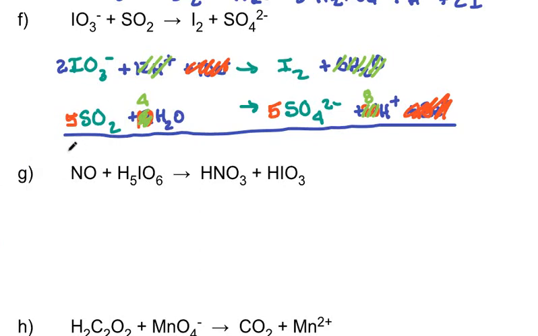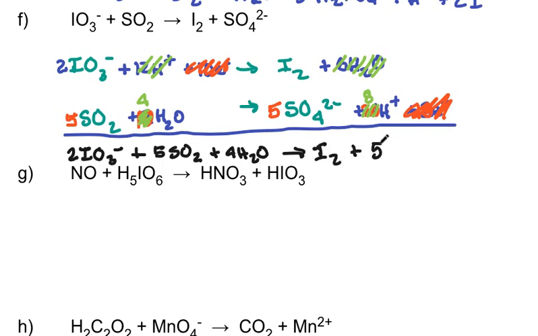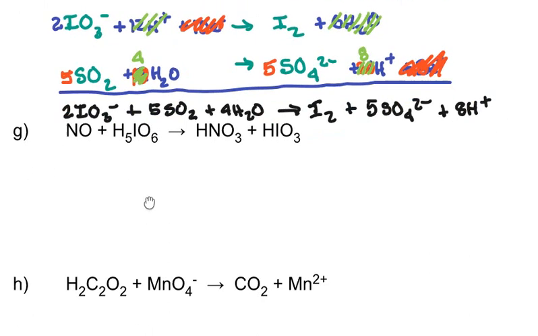With all that done, our total is 2 iodates. And that's all gone. 5 sulfur dioxides. Arrow. Iodine. And... oh, I'm sorry. I missed something. You see what it is? This is the risk of getting too scribbly here. I have 4 H2Os on the left, and I almost missed them because I was scratching out my own writing. That's a consequence of not leaving myself enough room. Don't let that happen to you. Iodine plus 5 sulfates and 8 hydrogen ions. Good?